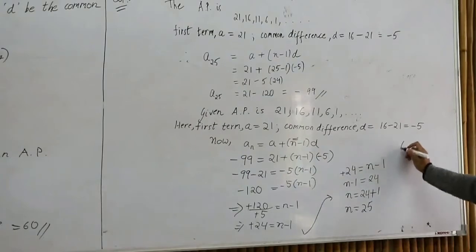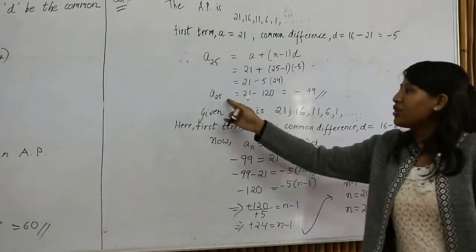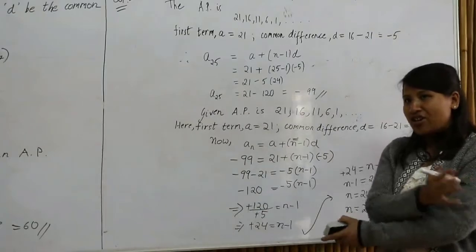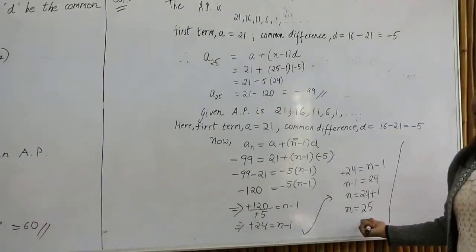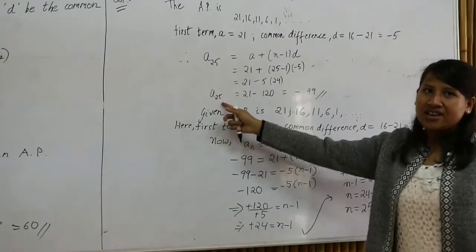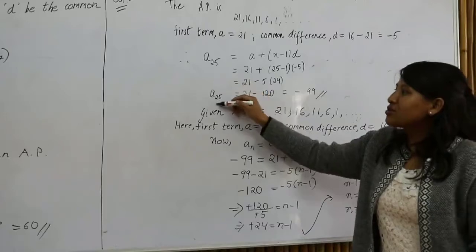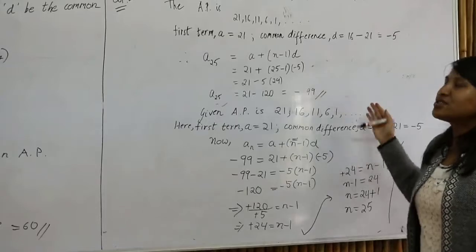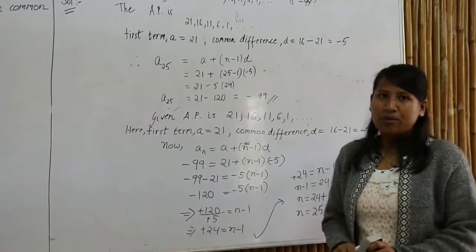Look here. Previously, A25 was minus 99, right? Now what is this n? 25. Now look here, it's almost a converse. Now minus 99, what is this n? 25. You see the link? This n here is this itself. So if they ask you 25th term, you get this. If they ask you which term, you should get this n. So that is the solution of this problem. So next we will go to another problem.